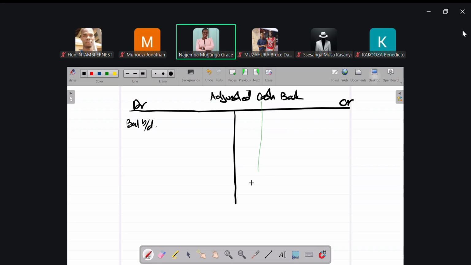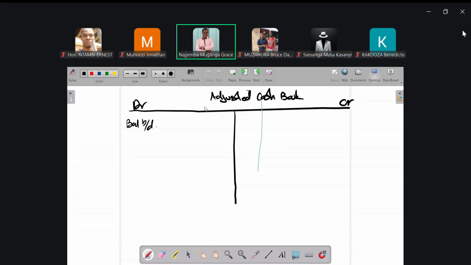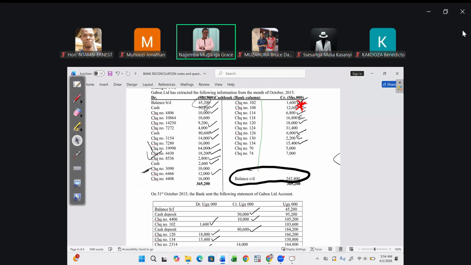Then also, sometimes they started with a credit balance. So that means you start off by posting it on the credit. Or they would just tell you they started off with a credit balance or with a bank overdraft. So it's not that it will always be here, but take note, many people bring this before the transactions are posted, which is not correct. So we shall bring this and make the necessary adjustments. 242,400.